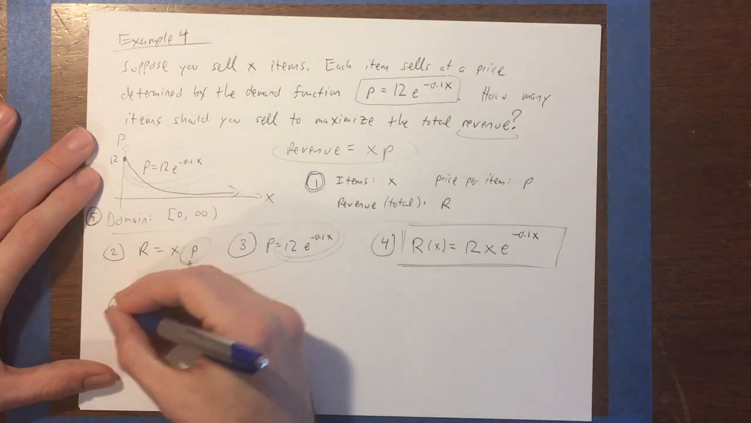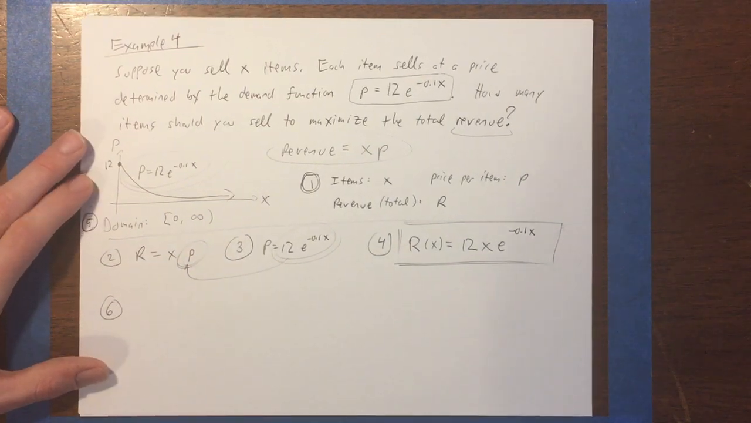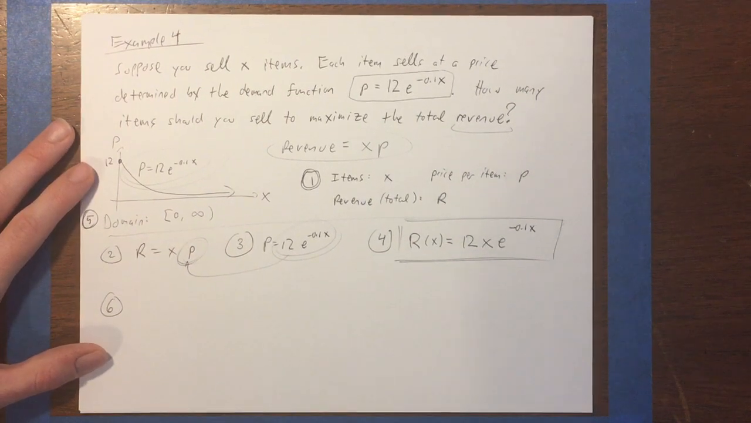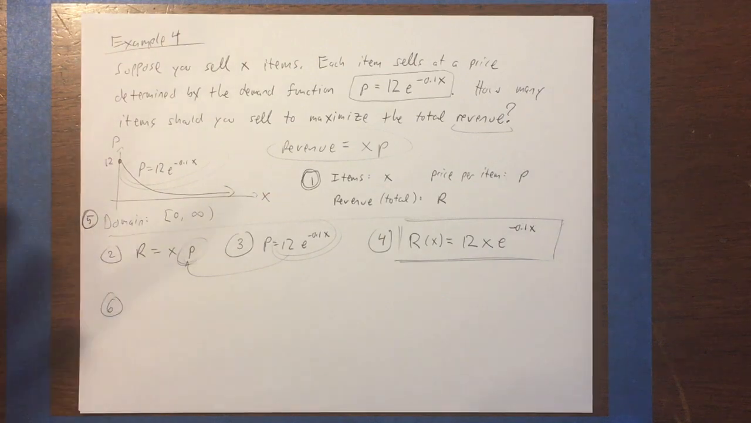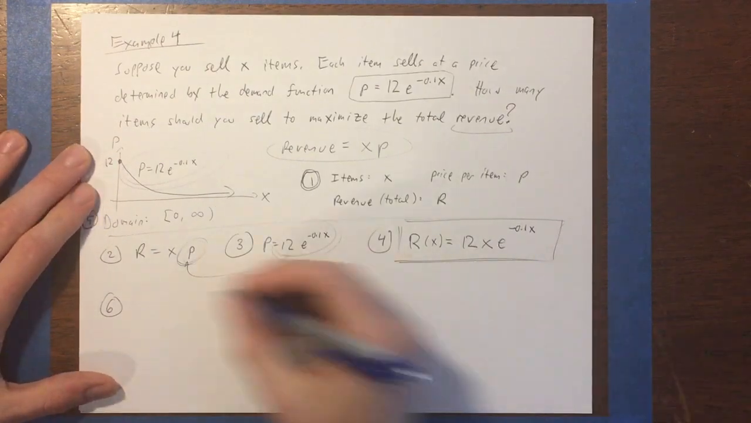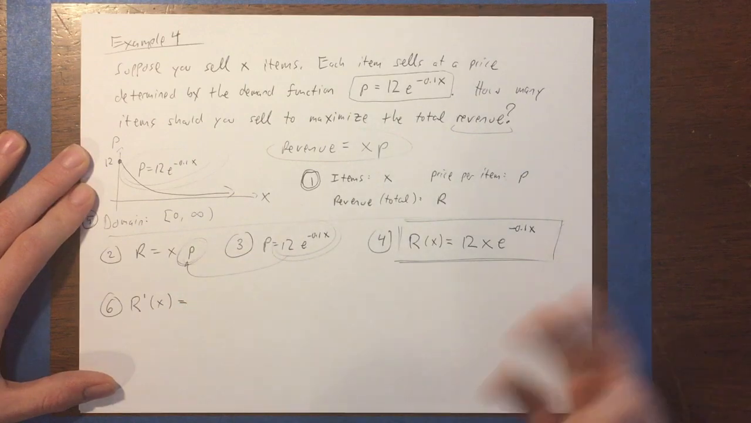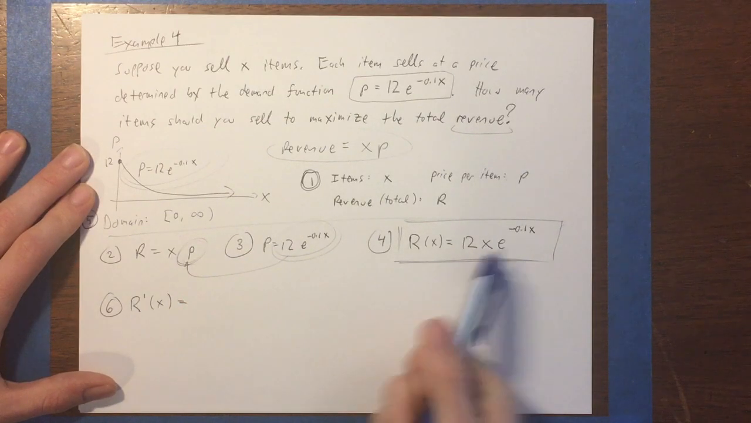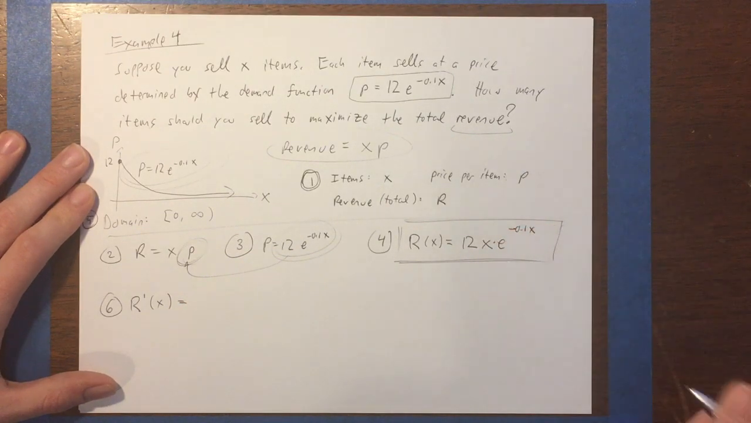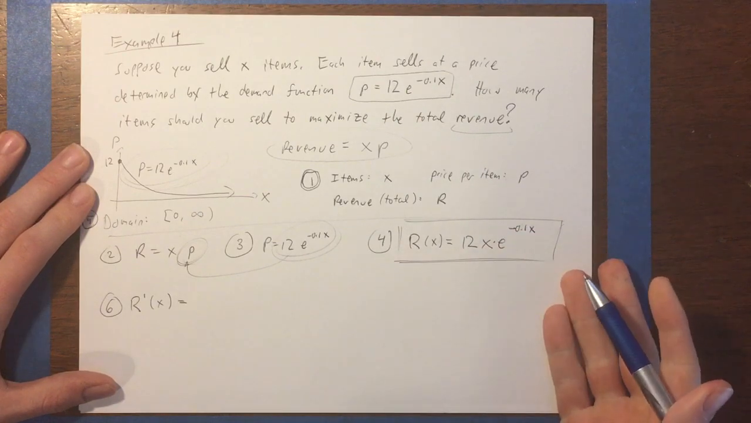So that means that we're not going to be able to do the closed interval method. So that means we're going to have to use either the first or second derivative test. But either way, I've got to find my critical numbers, right? So for critical numbers, let's get the derivative of this revenue function. This is derivative with respect to x, and it's a product right here, right? 12x times e to the negative 0.1x. So I need to use the product rule.